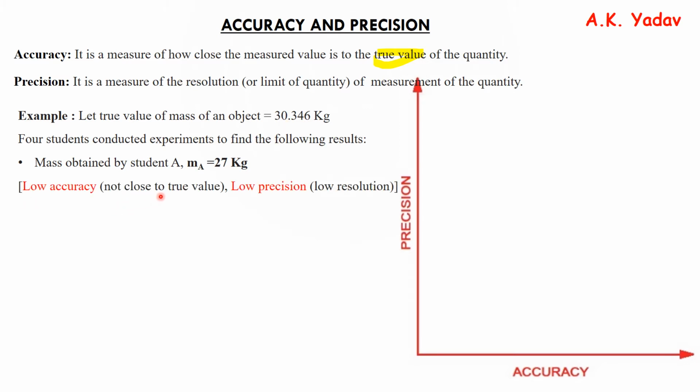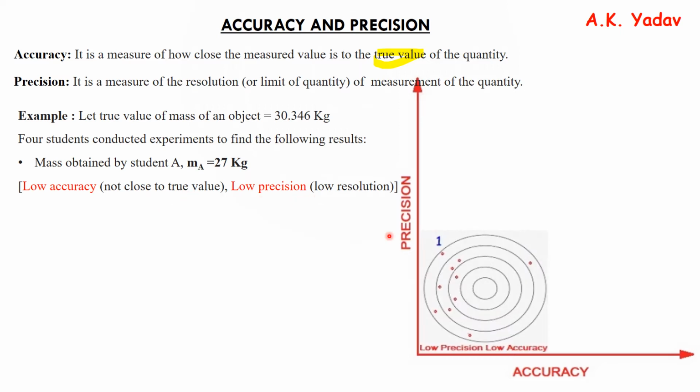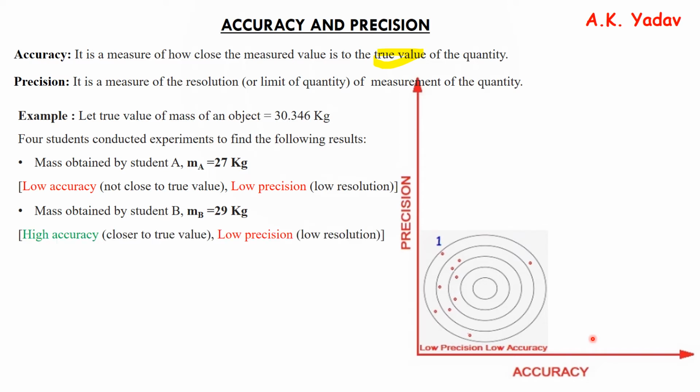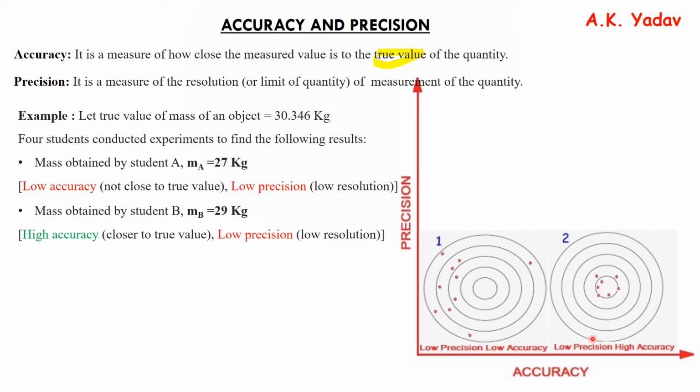Why? Because it is not close to the true value. Low precision, because low resolution. I hope this diagram clears everything. Let's move to the next case. For student B, it was 29 kg. Now 29 is close to the answer, that is 30.346. So it has high accuracy but low precision. The x-axis is accuracy, so it is more accurate but less precise.